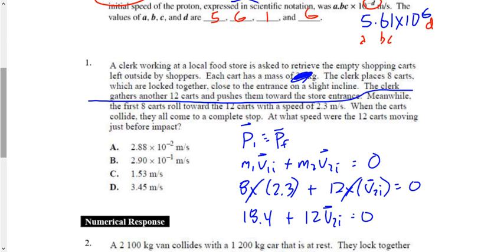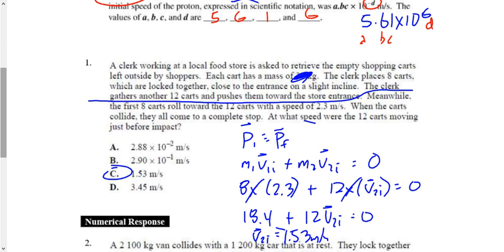Let's take the 18.4 over by subtracting, and we get 18.4 divided by 12, which I think works out to be 1.53. Should actually be negative 1.53, I think, right? But what are we looking for? What have I just found? Velocity. We're looking for speed, and of course the speed is just the magnitude of the velocity, so the answer would be C, 1.53. Does that make sense?